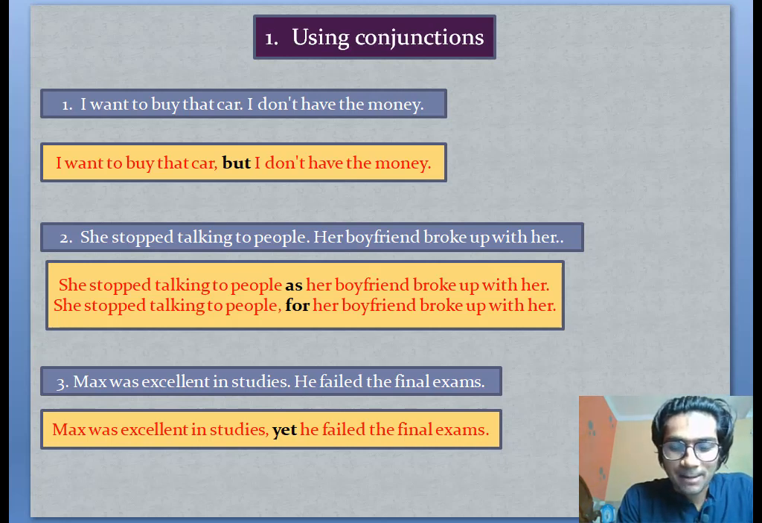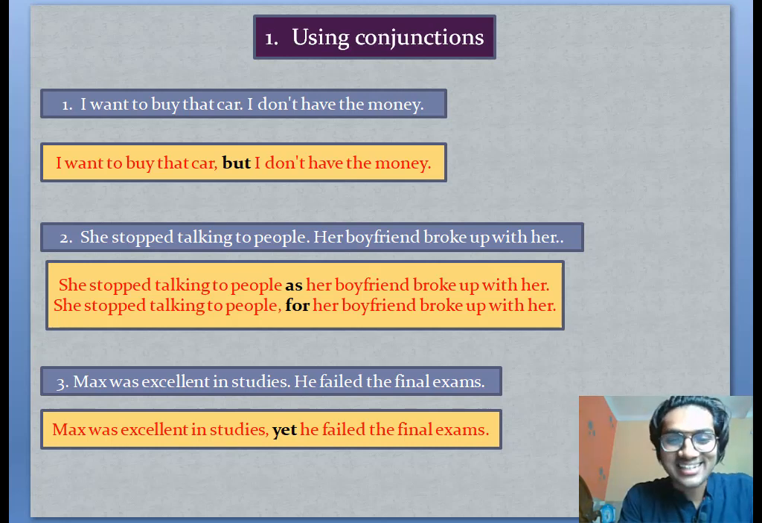Okay. Third example. Max was excellent in studies. He failed the final exams. Do we have any relation between these two sentences? Yes, we do. The second one is contradicting the first one. When you are excellent at something, you are supposed to excel in that particular area, right? You're not supposed to fail. But that's exactly what happened here.